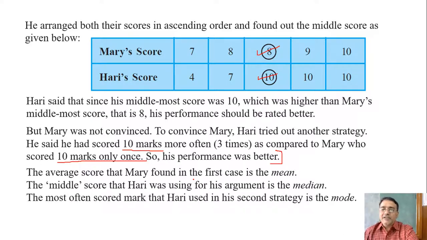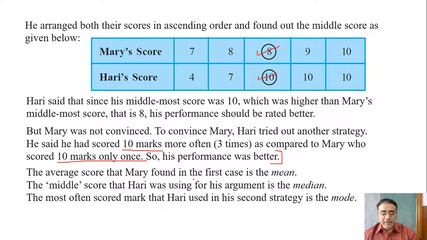So only to explain these three different measures of central tendency, I have given this example. I have taken it from the textbook only. So now let us move towards the formula for mean. You have already studied it in class 7th.